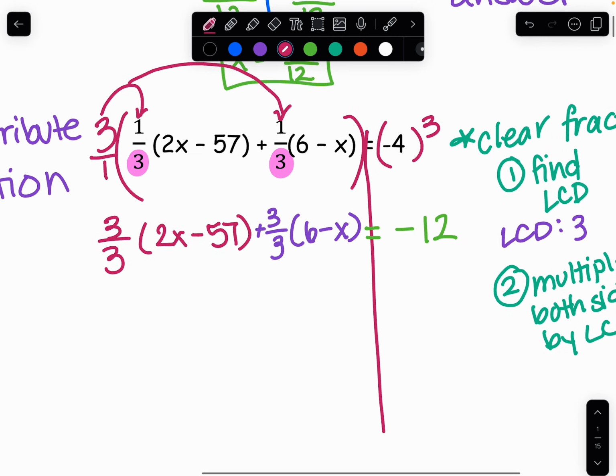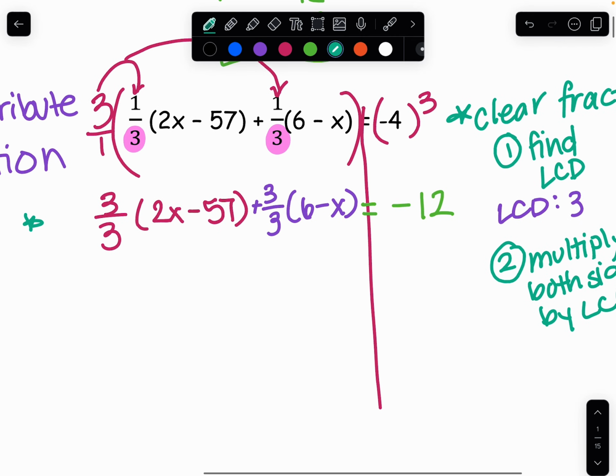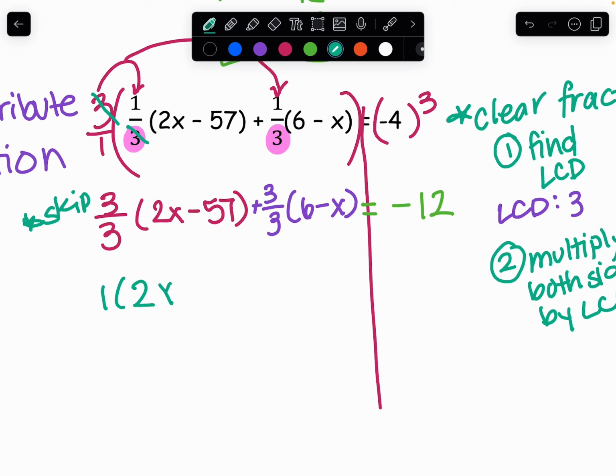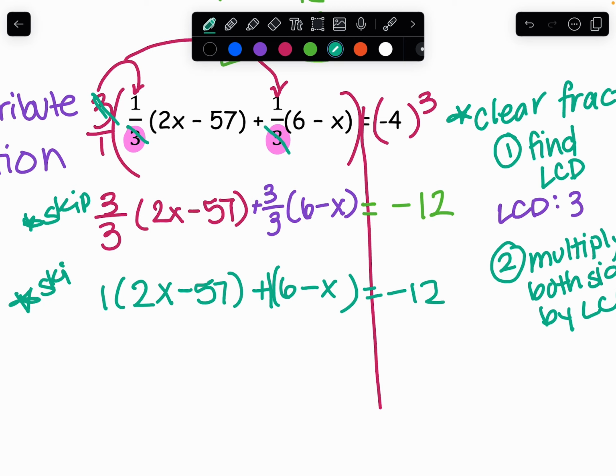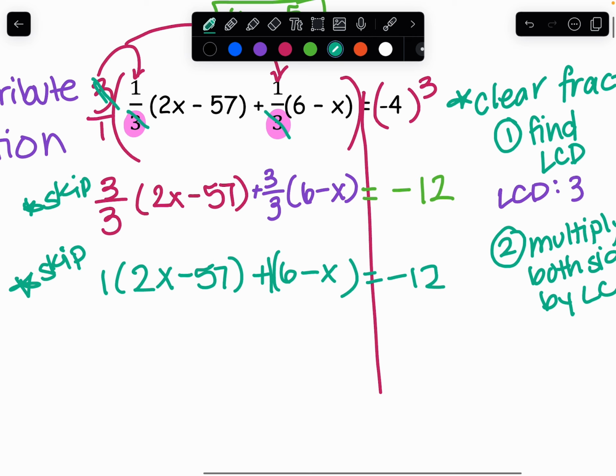Now, you can skip this step if you want to do it in your head. So like the 3's would cancel, giving us 1 times 2x minus 57. Same over here, the 3's cancel, giving us just that 6 minus x times 1. You can also skip this step because 1 times anything is itself, but if you need it, you're more than welcome to have these steps.